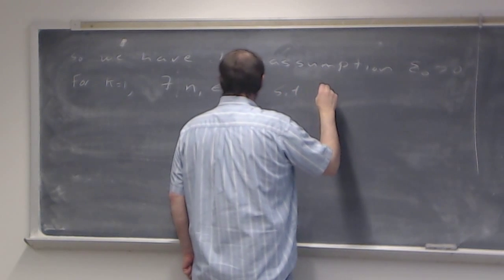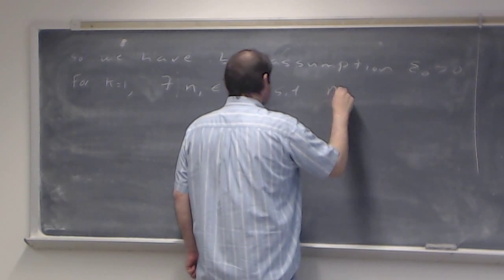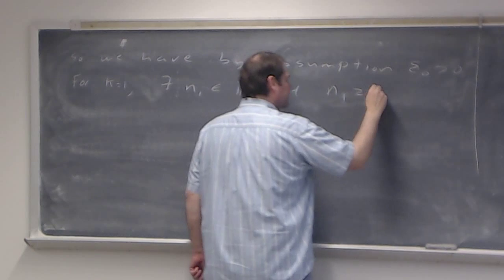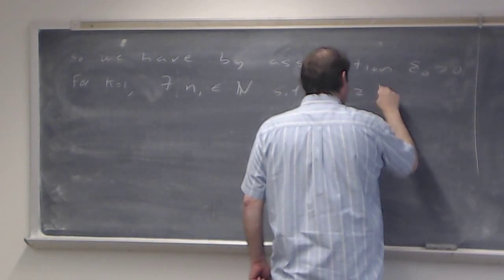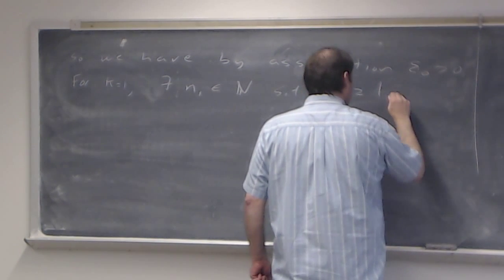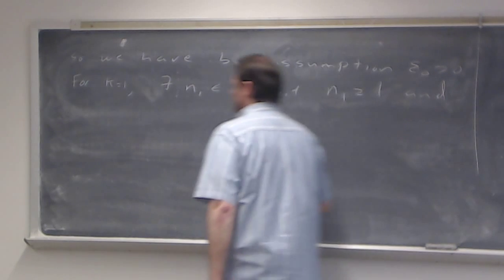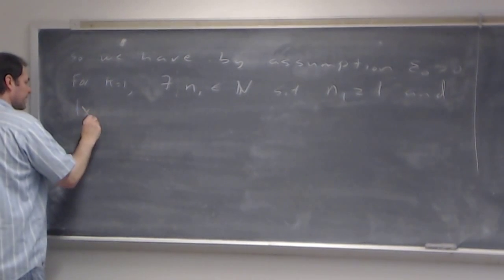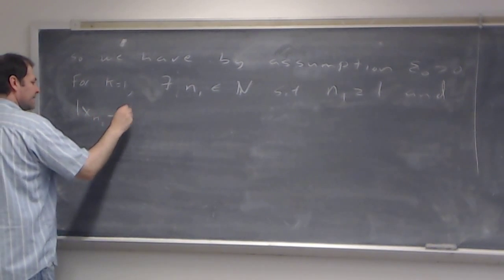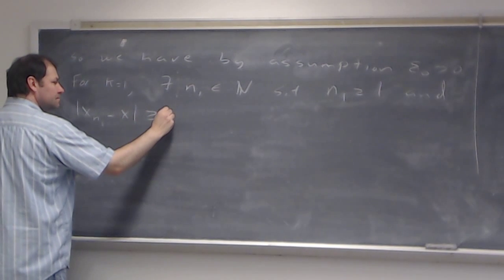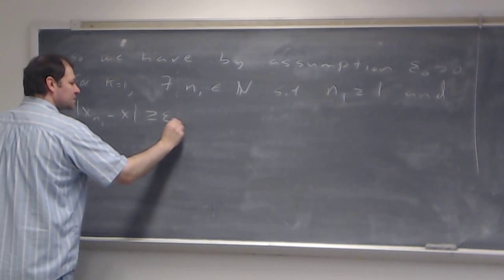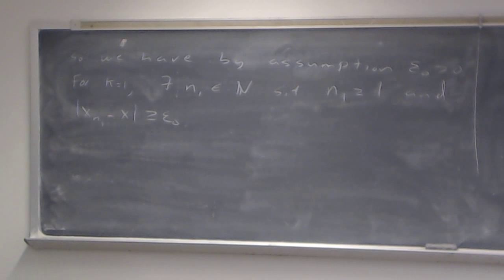Such that n sub 1 is bigger than or equal to k, or 1, and the distance between x sub n sub 1 and x is greater than or equal to epsilon naught. So that's going to be the first term of my subsequence, x sub n sub 1. I don't know what it is, but there's some term out there in the sequence that satisfies this.